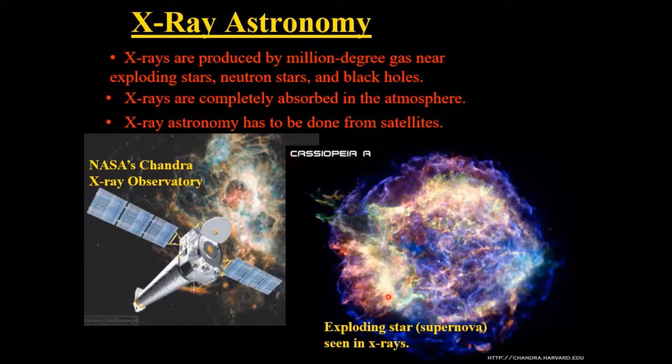And this is an image here. This is the remnant of a star that exploded, that blew itself up. This is called a supernova explosion, and this is what it looks like in X-rays. So if you had X-ray vision, this is what you would see from a star that has blown itself up. And we'll talk about supernovas later on in the course when we study astronomy.